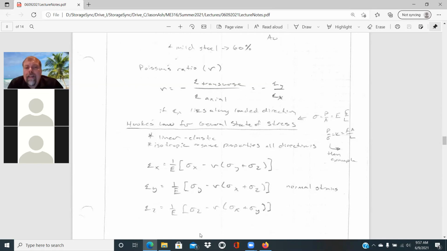This is the one that I prefer you to remember. When you're dealing with uniaxial loading conditions, sigma y and sigma z would be 0 in those cases, and it would collapse back down to the same 1D Hooke's law. If you multiply through by E, sigma x is equal to E times epsilon x. So you can get 1D Hooke's law out of this if sigma y and sigma z are 0.